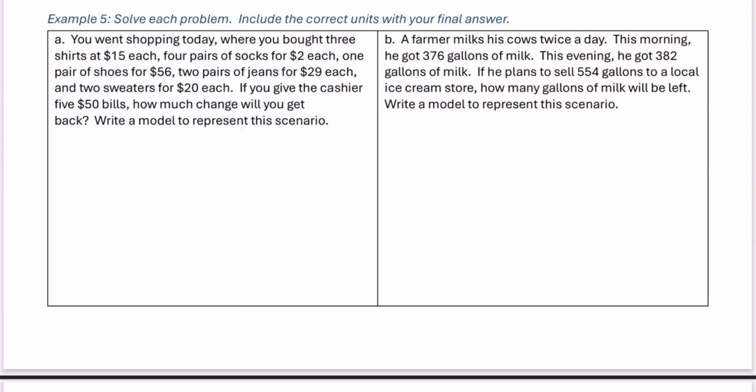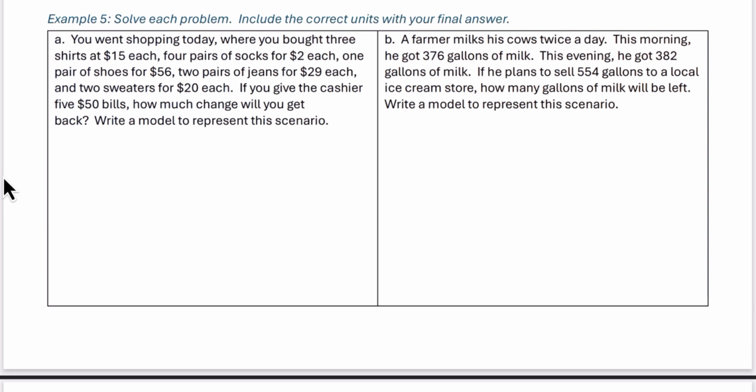You went shopping today where you bought 3 shirts at $15 each, 4 pairs of socks for $2 each, 1 pair of shoes for $56, 2 pairs of jeans for $29 each, and 2 sweaters for $20 each. If you gave the cashier 5 $50 bills, how much change will you get back? Write a model to represent this scenario.